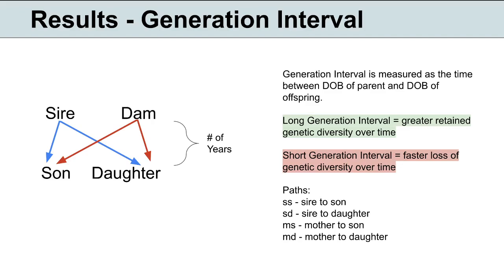And this is a very important data check. A long generation interval means you have greater retained genetic diversity over time, whereas a short generation interval means a faster loss of genetic diversity over time. So again, the 4 paths are sire to son, sire to daughter, mother to son, mother to daughter.